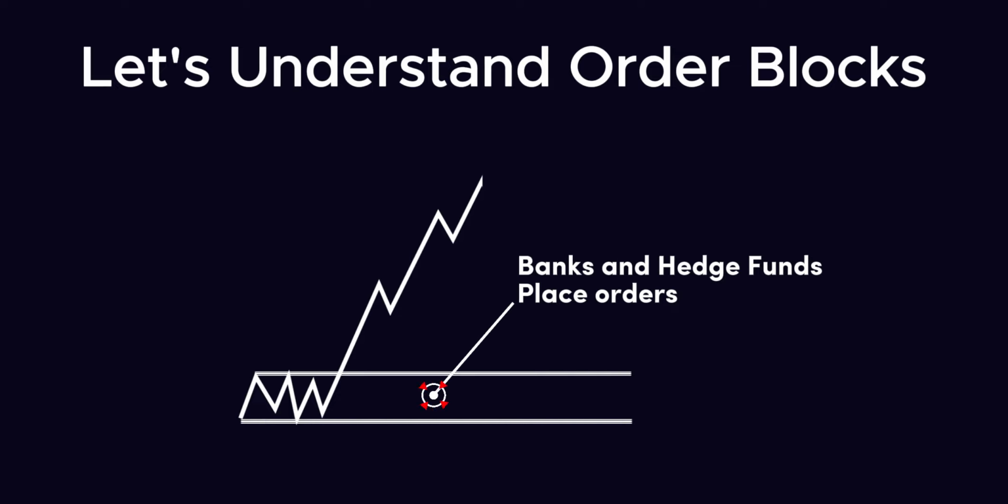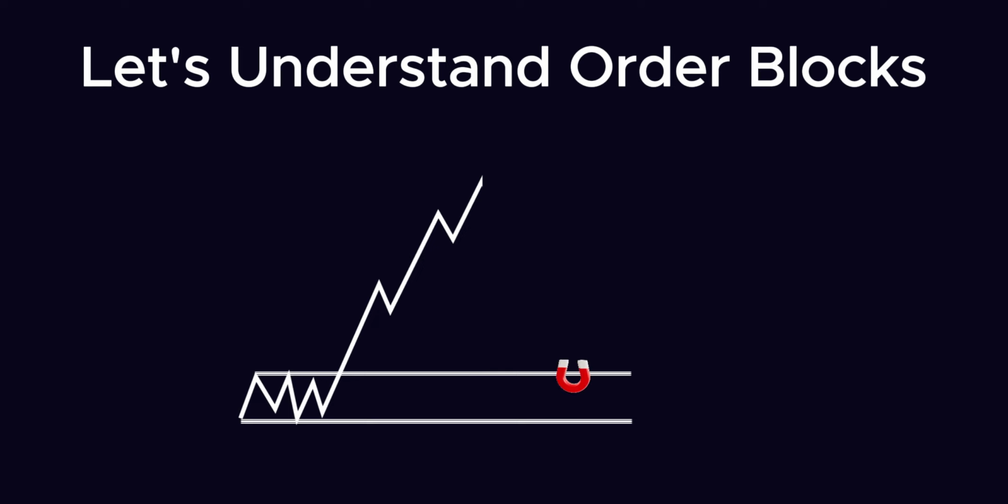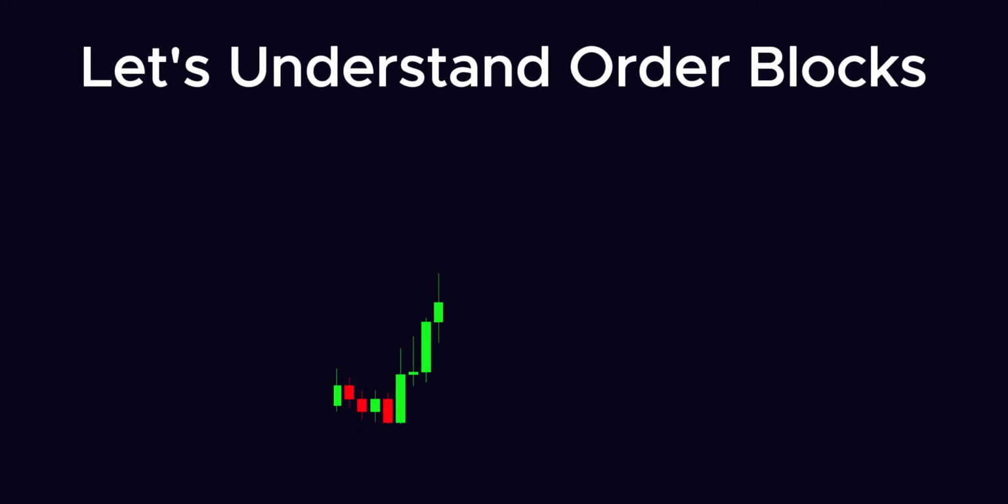Before we dive into the strategy, let's first understand order blocks in depth. Order blocks are specific price zones where large institutional traders like banks or hedge funds place their significant buy or sell orders. These orders create powerful support or resistance levels that can drive price movements when revisited. For example, a bullish order block is created when a group of buyers places their orders in a specific price range, like in this image.